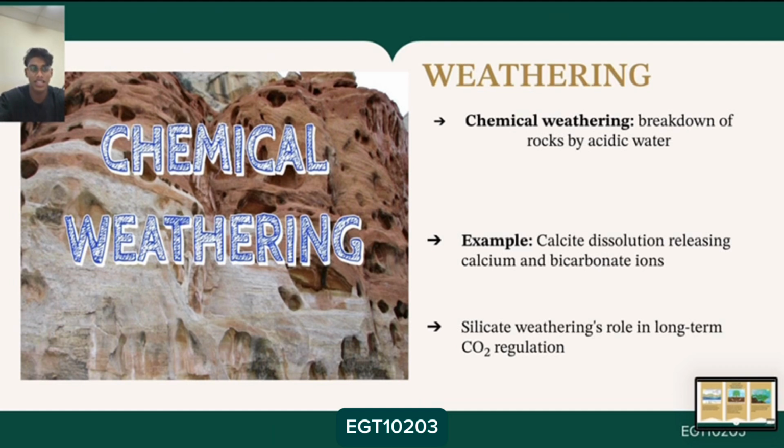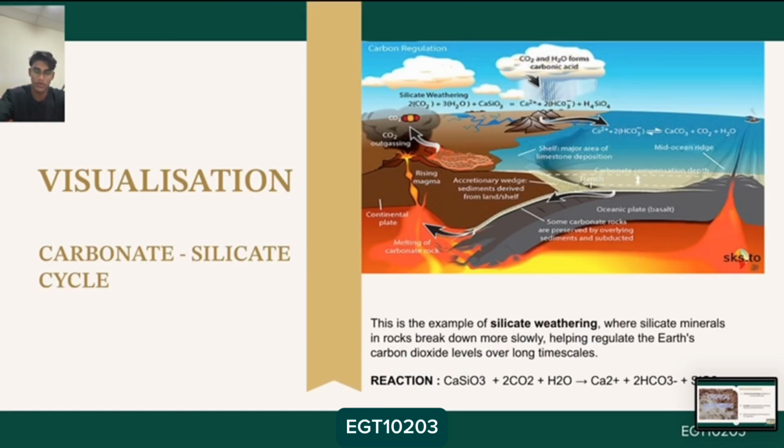So weathering basically summarizes two things. First, it releases ions like calcium, sodium, potassium, and silica. And second, it alters rock structures. And not to forget, it also contributes to global carbon cycling. As you can see in the visualization provided of the carbonate-silicate cycle.